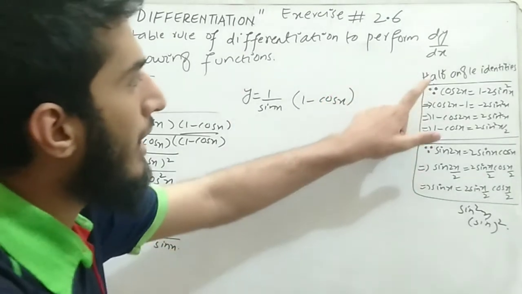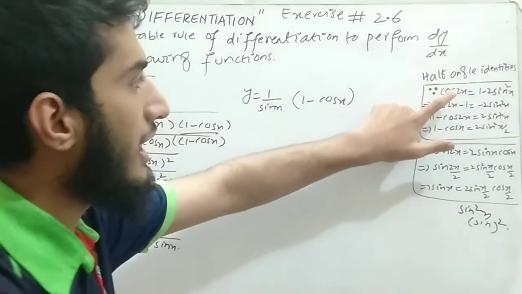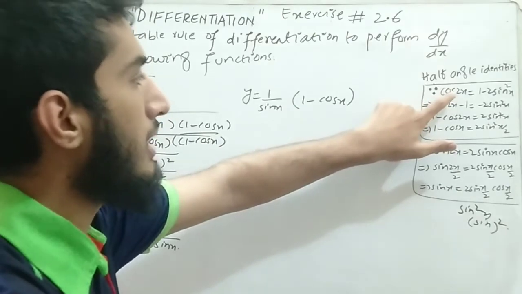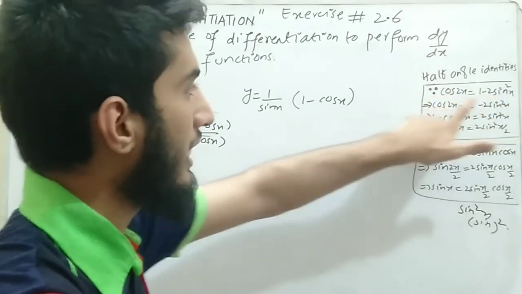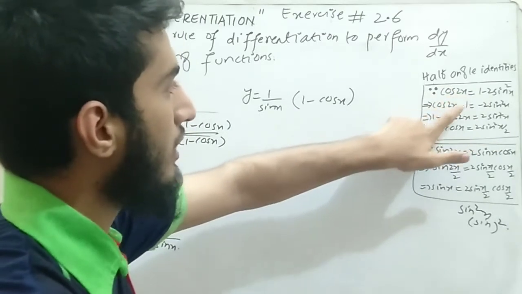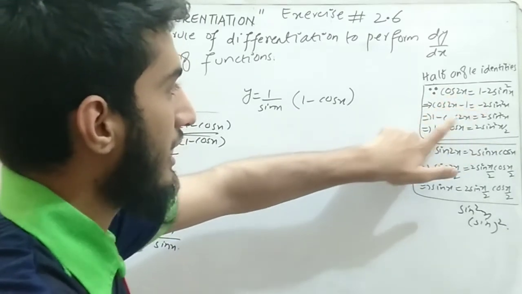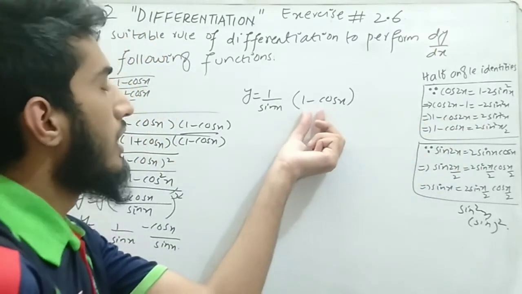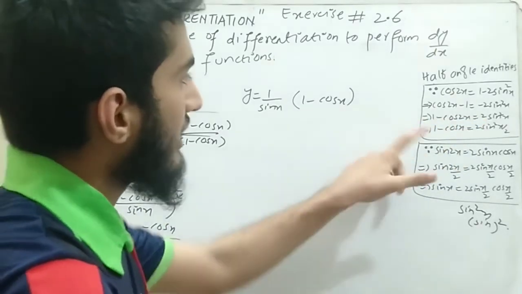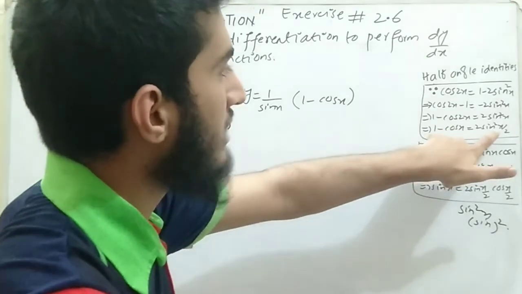Now we have a formula of half angle identities. We will learn it, inshallah, in chapters number 10 and 11. Cos of 2x is actually equal to 1 minus 2 sin square x. So by simplification it becomes cos of 2x minus 1 is equal to minus 2 sin square x. It becomes 1 minus cos of 2x is equal to 2 sin square x. Here we are going to take the value of 1 minus cos x, which will be actually equal to 2 sin square x by 2.